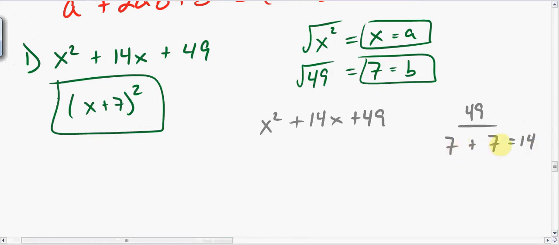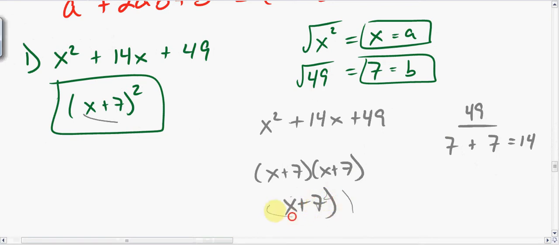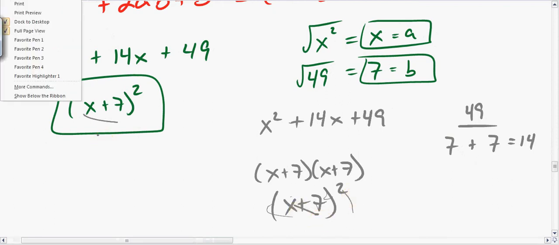So we've got two factors that multiply together to give us C, two factors added together to give us B. So then we would say, oh, our answer is going to be x plus 7 times x plus 7, which is the same thing as x plus 7 squared. And that's the exact same answer we have here. So you can really do it either way.